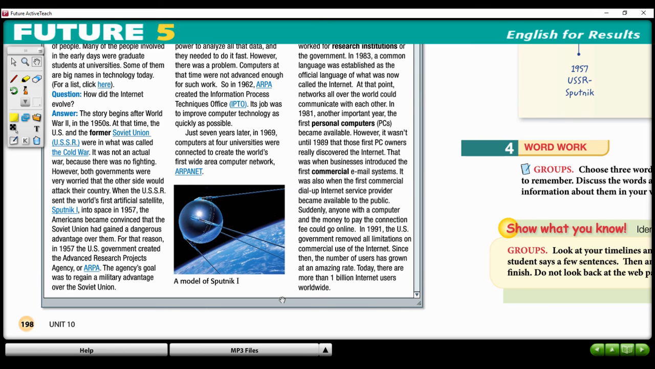In 1991, the U.S. government removed all limitations on commercial use of the internet. Since then, the number of users has grown at an amazing rate. Today, there are more than 1 billion internet users worldwide.